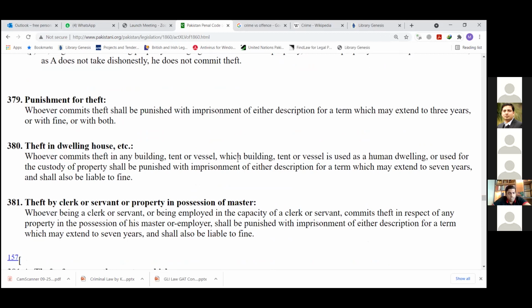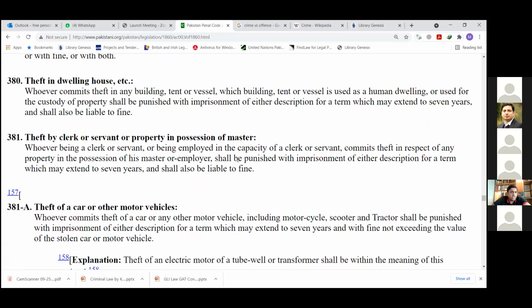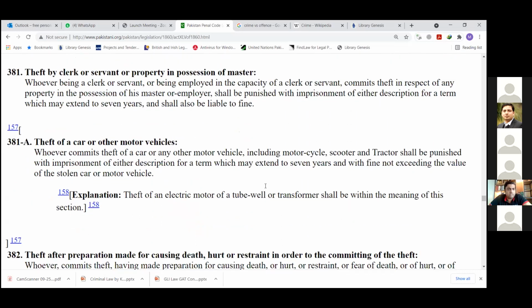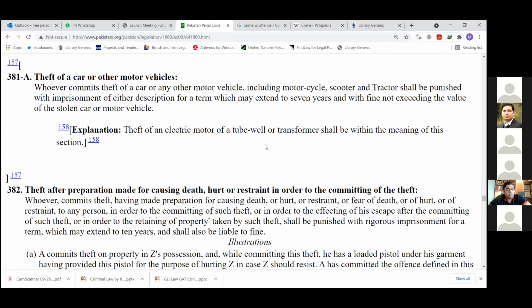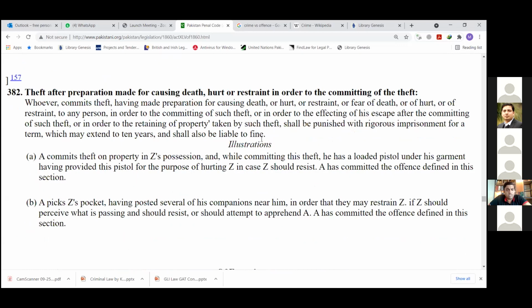Punishment for theft has been provided as 3 years. Theft in dwelling house. Now the offense of theft is aggravated by adding various situations. If the theft is committed in a dwelling house, the punishment is up to 7 years. If the theft is committed by a clerk or servant, the punishment is again up to 7 years. If theft is committed in relation to a motor vehicle, the punishment is 7 years. And then theft after causing death, or preparation made for causing death, hurt, or restraint in order to commit the theft, the punishment is rigorous imprisonment for a term which may extend to 10 years.